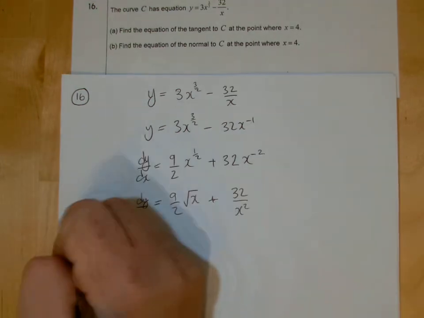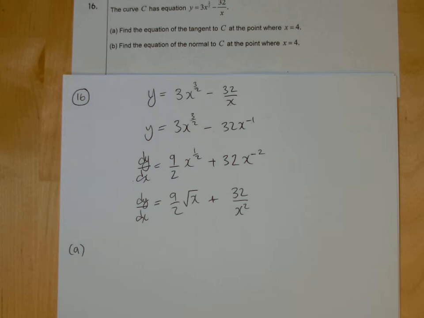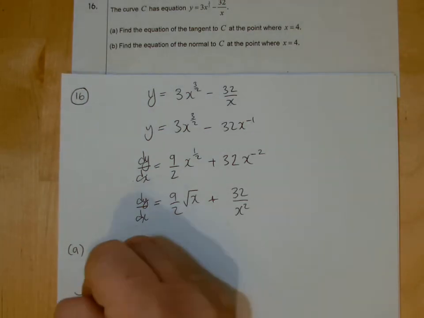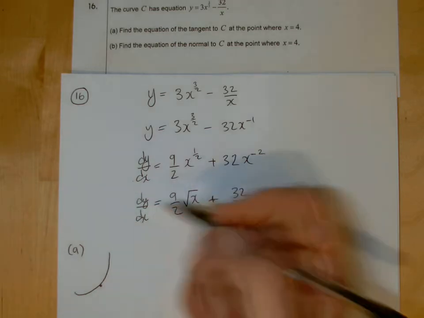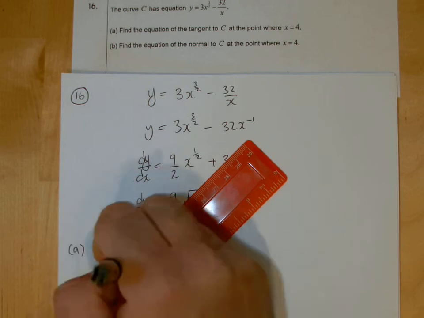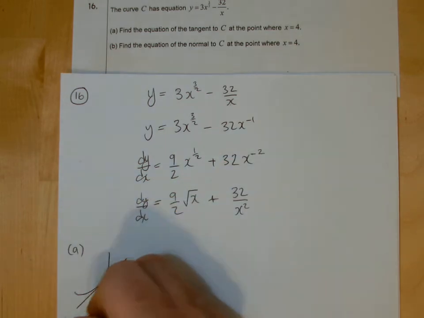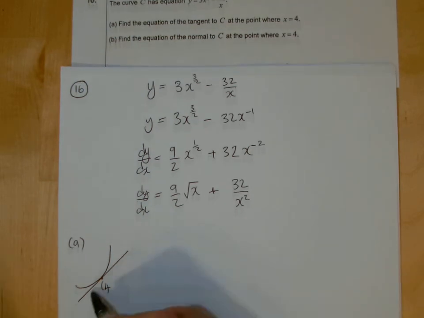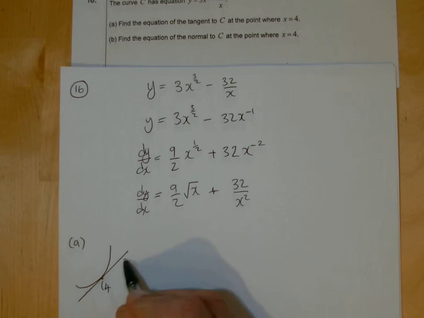Now they want, in part A, the equation of the tangent to C at the point where x is 4. Now just remember, suppose this is my curve, and that was my point x equals 4. The tangent, quite simply, would be a line which just touches at that point x equals 4, so that would be my x value there. We want the tangent. The tangent is simply measuring the gradient, and it'll be the same as the gradient of the curve, because the tangent's got the same slope as the curve there.